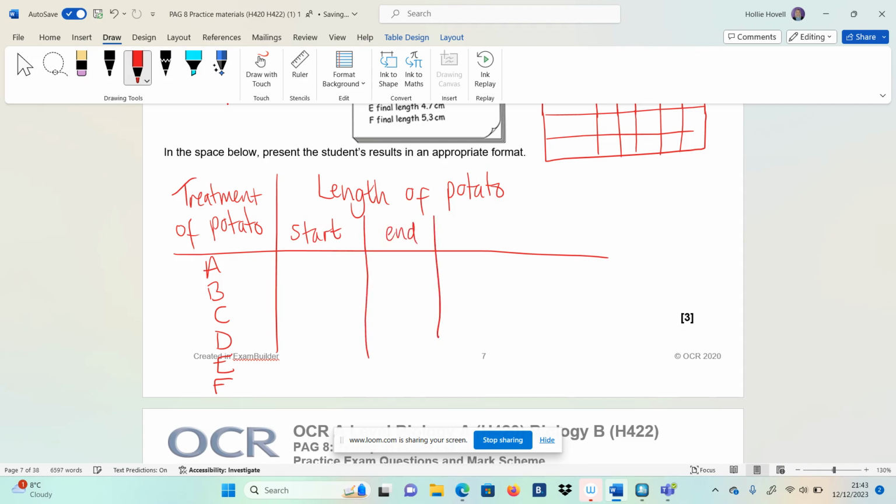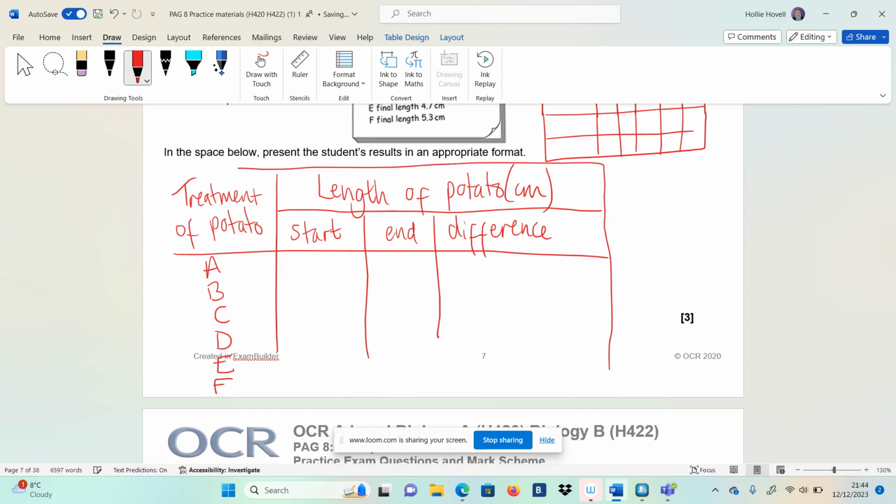end, difference, change, measured in centimeters. For this experiment, we did do percentage change, so you might have added a percentage change column on the right hand side. You wouldn't have got penalised, but it did just say record their results, so you didn't need it. You must have this rectangle around the outside. You mustn't leave it without that.